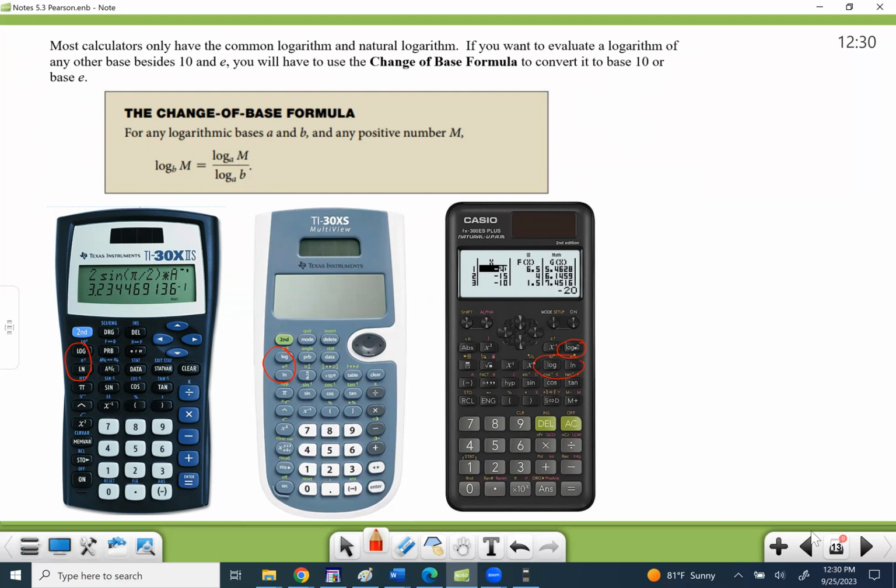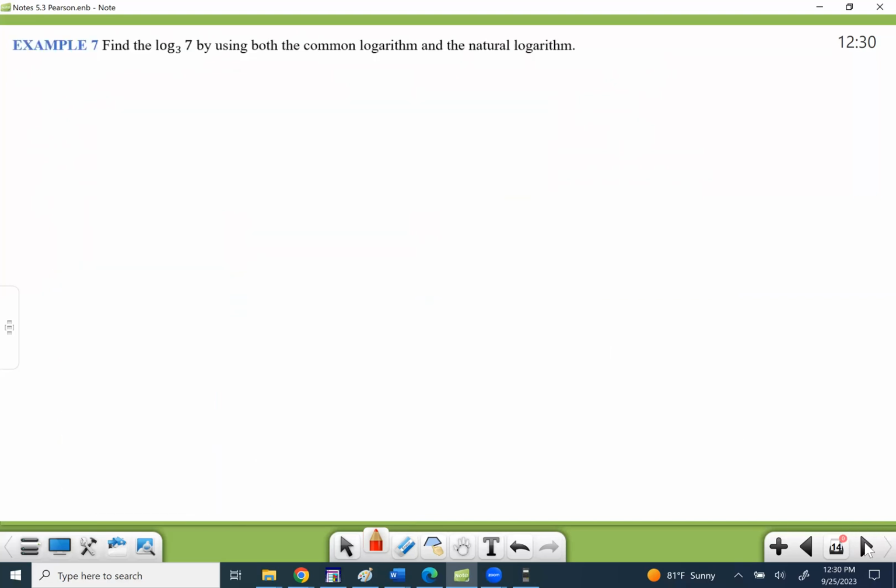So let's take a look at how this works. So log base 3 of 7. Well, you're not going to be able to do log base 3 on those first 2 calculators. They only have base 10 and they only have base e. So why don't we start off by using the common logarithm? Why don't we change these to base 10? If we change them to base 10, you don't have to write the 10. If you want to write it, you can. But remember, if you don't write it, it's implied. All right, so this base has to go in the bottom, and this 7 will go in the top.